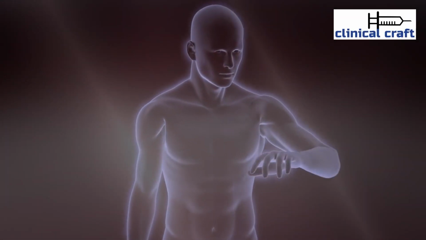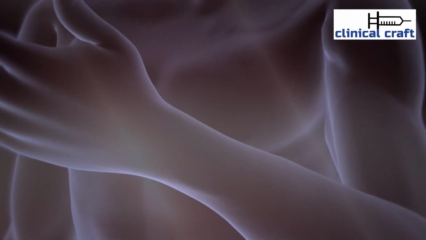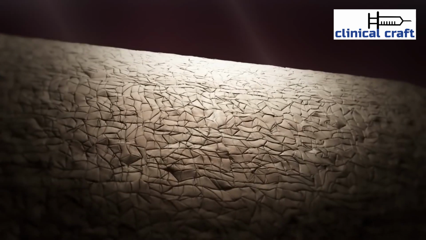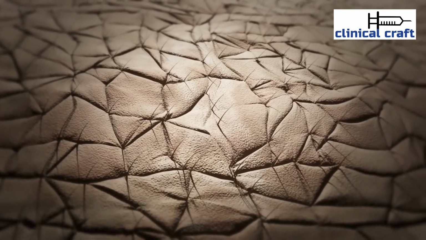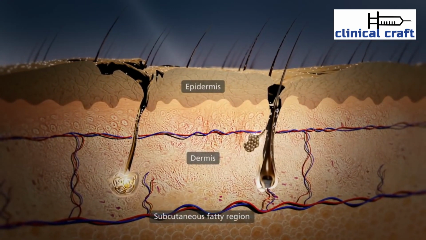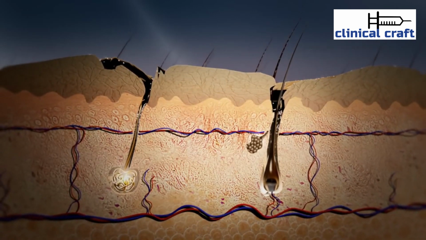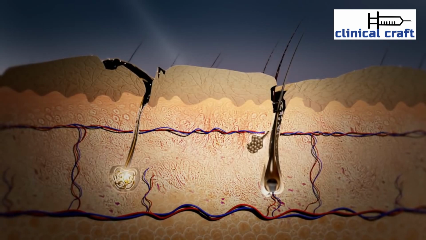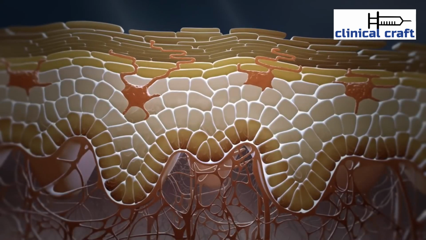Skin is the body's primary barrier against physical insults and microbial pathogens. It represents a unique environment in which immune cells interact with skin cells to maintain tissue homeostasis and induce immune responses. The skin is composed of epidermis, dermis, and a subcutaneous fatty region. Commensal bacteria, fungi, and viruses living on the skin have beneficial effects in the protection against pathogens and in wound healing.